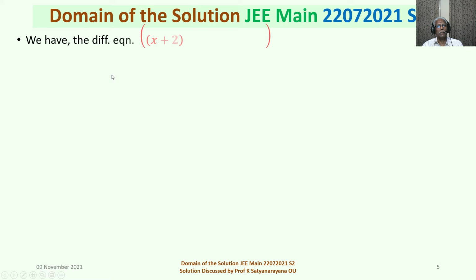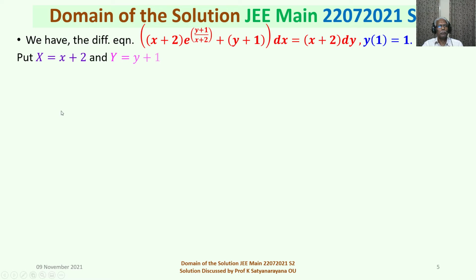We now discuss the solution. We have the given differential equation: (x + 2) e^((y+1)/(x+2)) + (y + 1), in brackets, dx is equal to (x + 2) dy, with the initial condition y(1) = 1.